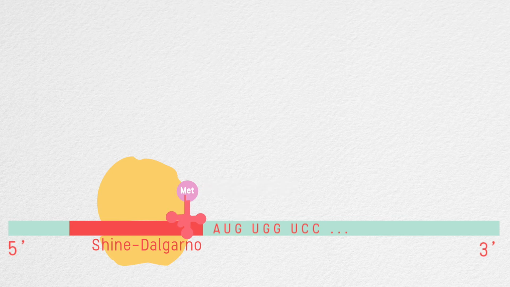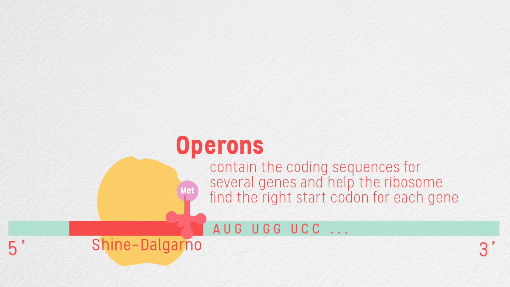So why should we use the Shine-Dalgarno sequences? These bacterial genes, which are transcribed in groups and are called operons, can contain the coding sequences for several genes. The Shine-Dalgarno sequence of a gene is the start of each coding sequence, letting the ribosome find the right start codon for each gene.